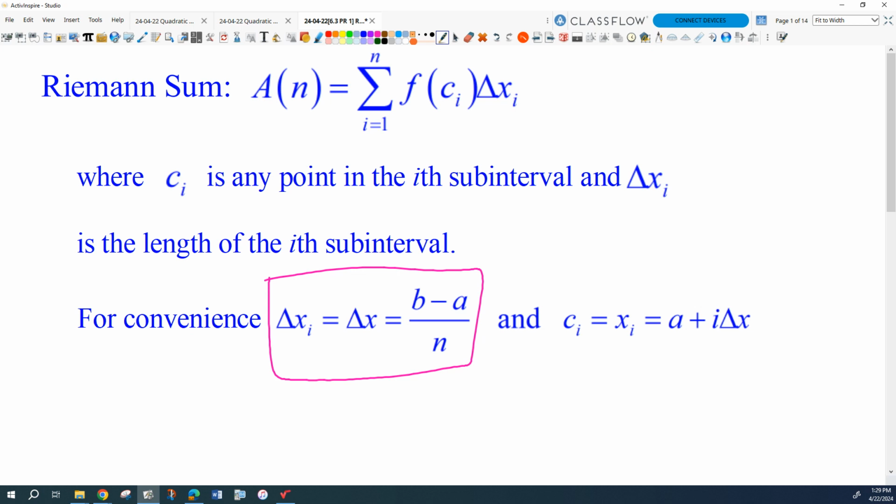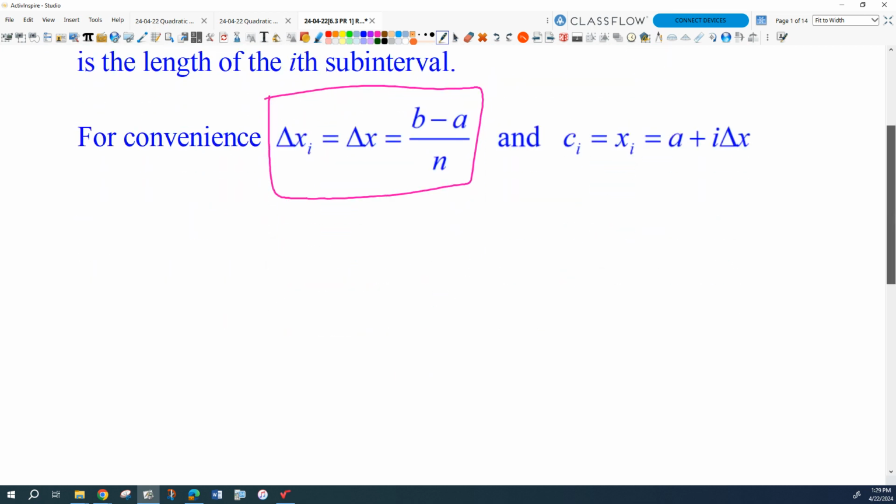The other thing we said was when we want to calculate the height, and remember, this is telling us the height, and this is telling us the width. The value of the function that we're going to choose is always going to be the right edge. That's going to make life much, much easier. So c sub i, we'll always just let that be x sub i, which is a plus i delta x. So our Riemann sums then get much easier.